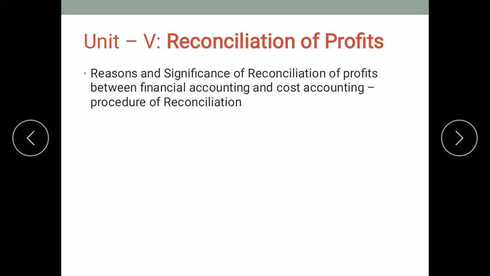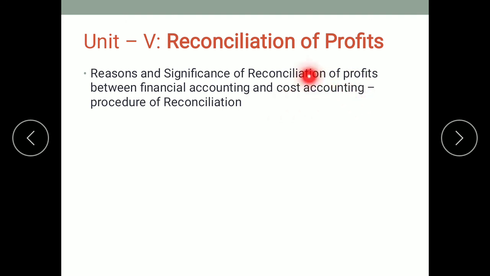And the final last unit is reconciliation of profit. So reconciliation is nothing but making conciliation, or we can say equalizing the profits under different methods of accounting. For example, the profits under financial accounting and cost accounting are not going to be the same. Cost accounting profits and financial accounting profits are meant to differ, because in cost accounting we do not take purely financial charges and purely financial incomes, but in financial accounting we take all those financial incomes and financial charges. So that's why the profits as per financial accounting and cost accounting are different.